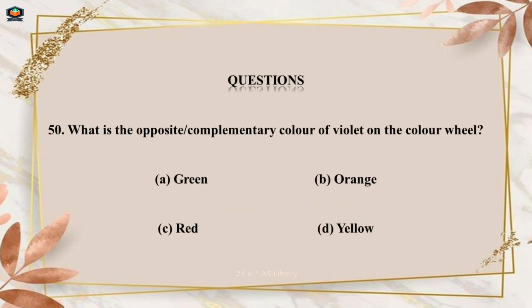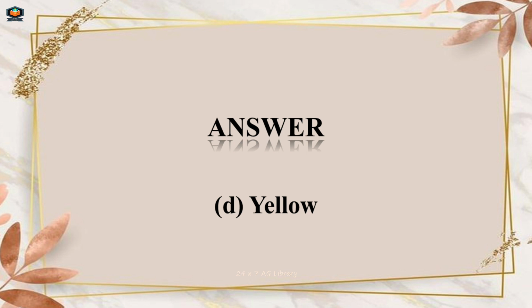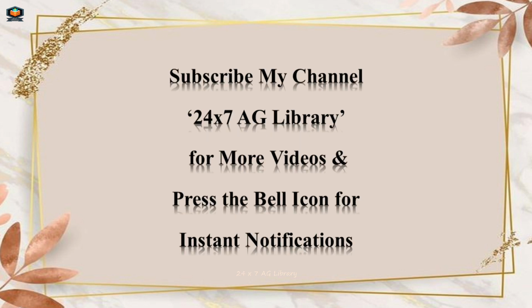Question 50. What is the opposite complementary color of violet on the color wheel? A. Green. B. Orange. C. Red. D. Yellow. Answer: D. Yellow.